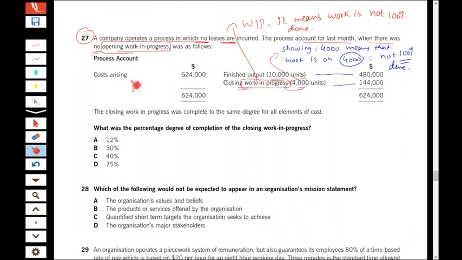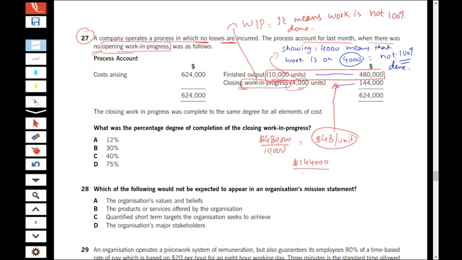If I take 480,000 divided by 10,000, that means the output has a value of $48 per unit. And this will be valued at the same value. That means 144,000 divided by 48, which means 3,000 units completed so far.